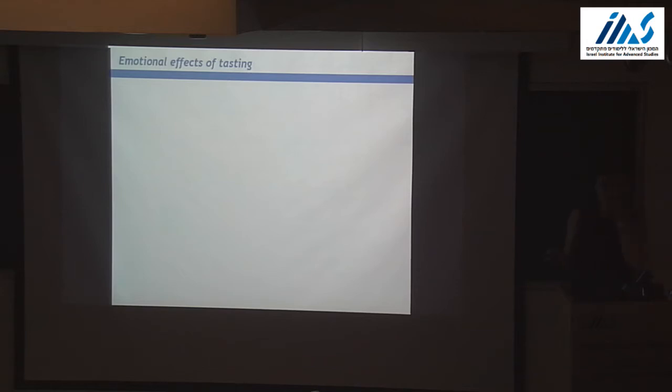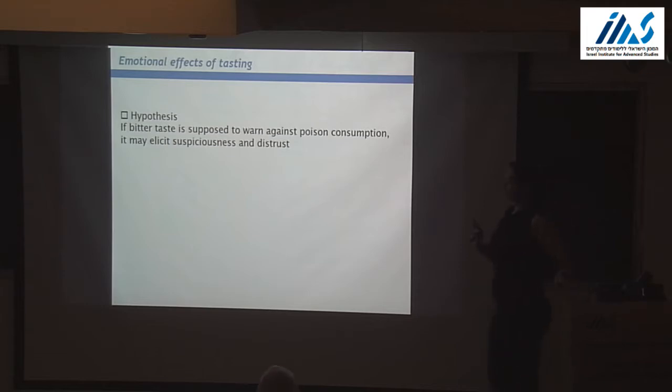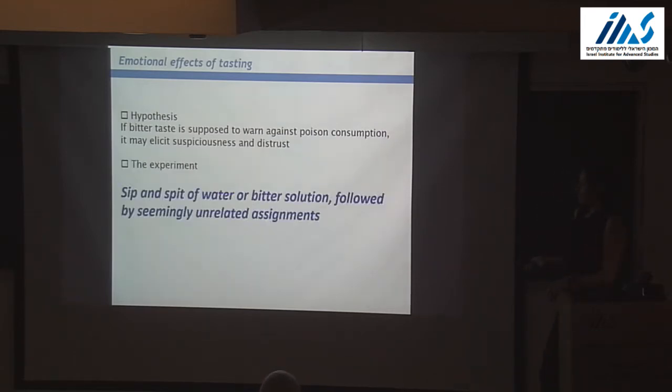Anyway, because of the lecture yesterday from Charles, I wanted to show this. I didn't plan it, but I decided to add it, because we wanted to test this hypothesis that if bitter taste is supposed to warn against poison consumption, it should elicit some negative emotions, suspiciousness, and distrust. Very naively, I was saying, if somebody is trying to poison me, and I'm sensing something bitter, how should it affect me? And we did the experiment, which was sip and spit of a bitter solution, followed by seemingly unrelated assignments. Some of the assignments were financial risk-taking. I'm not showing this because nothing came out significant.